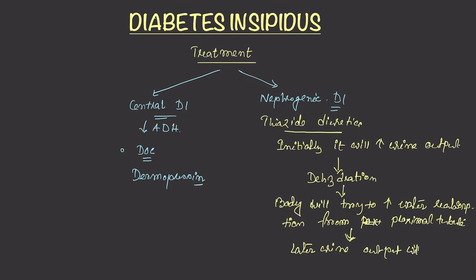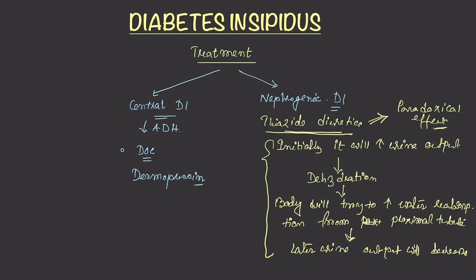So this whole action, that means initially increased urine output and ultimately decreased urine output, is the paradoxical effect of the thiazide diuretics, which is the treatment of choice in nephrogenic diabetes insipidus.